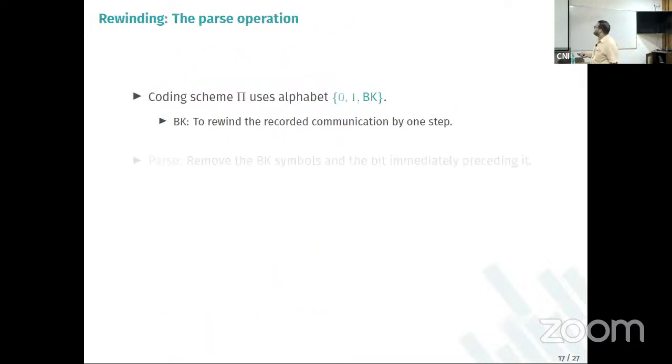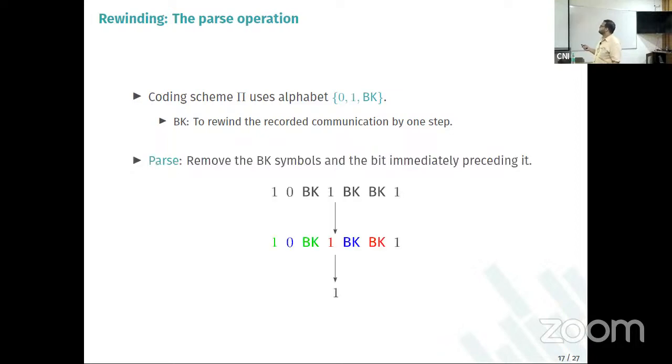Okay, so the parse operation is actually simple. We'll run the protocol where the coding scheme is not going to run on the binary alphabet, but on the ternary alphabet. So 0, 1 are the two information symbols, which say we broadcast the next bit. But suppose the party wants to rewind the protocol by one step, it uses this symbol, back. And parse is basically a remove operation, if you get a string like this.